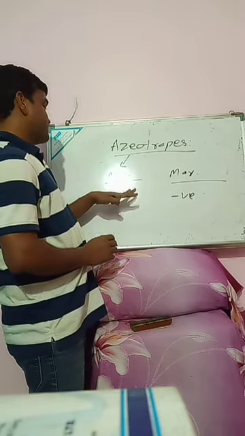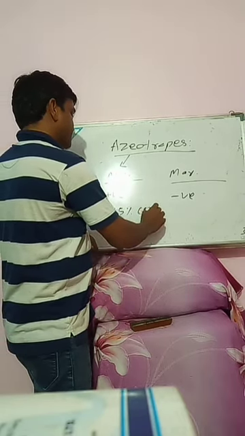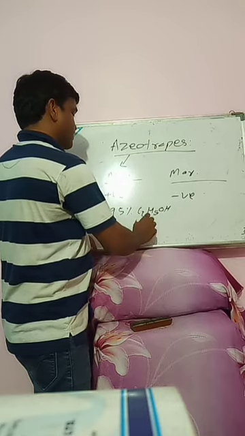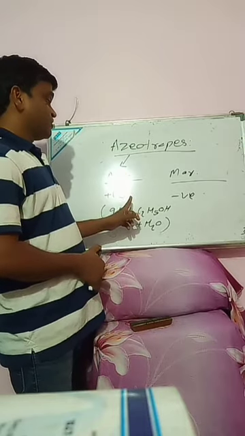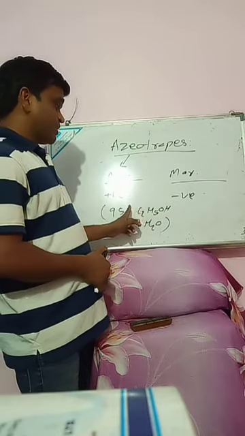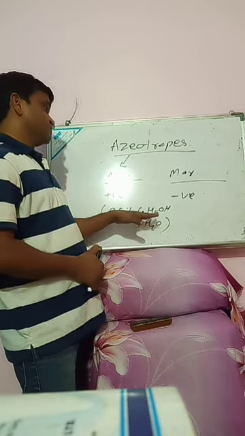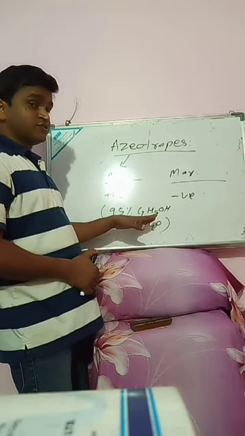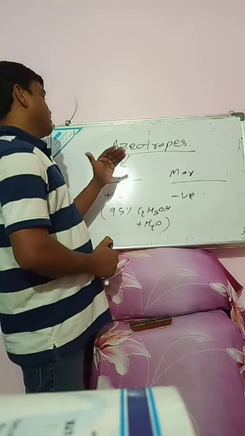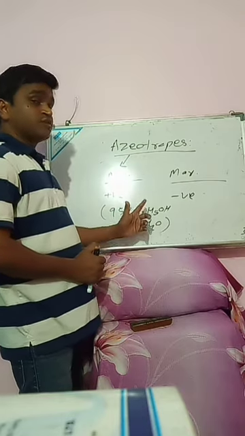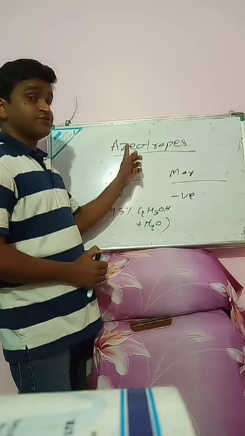So in positive deviation there is 95% ethanol and water. 95% ethanol and water acts as minimum boiling azeotropes. In 95% ethanol and water, the boiling point of the mixture at this composition is less than the boiling point of the individual components. For why it is called minimum boiling azeotropes.